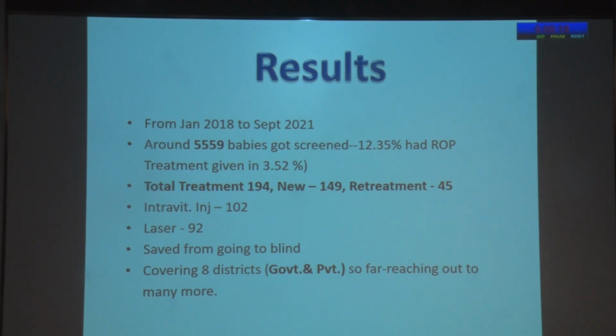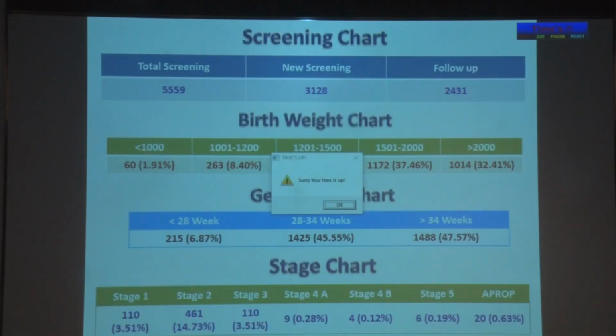And place of screening, wherever the babies are collected, and results from January 2018 to September 2021: around 5,559 babies got screened. ROP treatment was given in 3.52%. The total treatment was 194. Intravitreal injection and laser were given, and they were saved from going blind. We were covering 8 districts, government as well as private. So these are the results, different results.